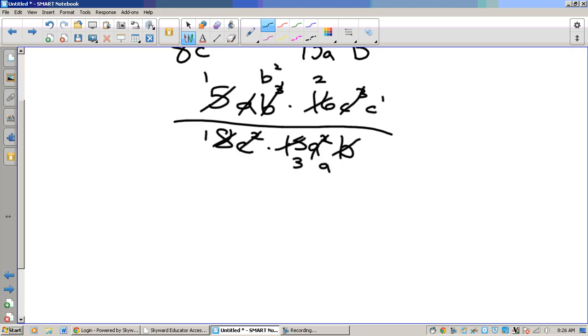So now you look at everything that you have left. You have 1 times B squared times 2 times 1. That would equal 2B squared C over 3A.